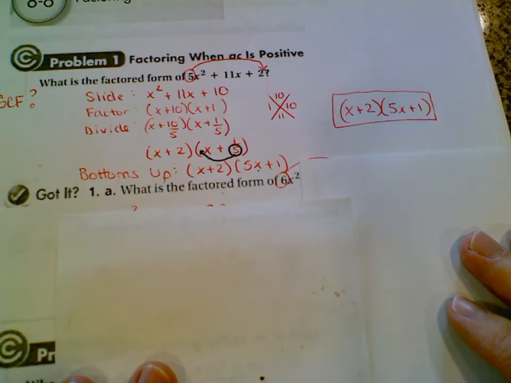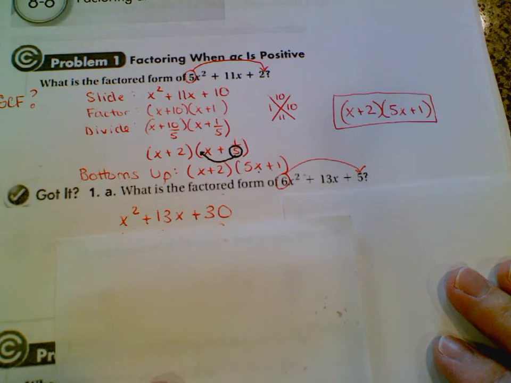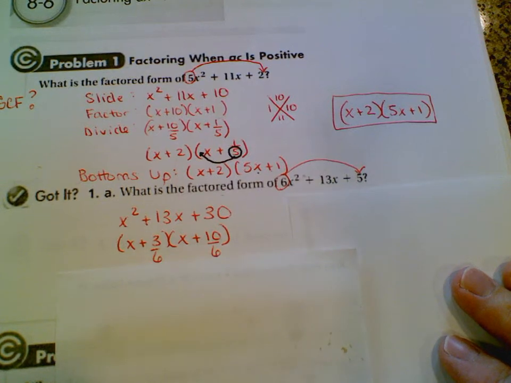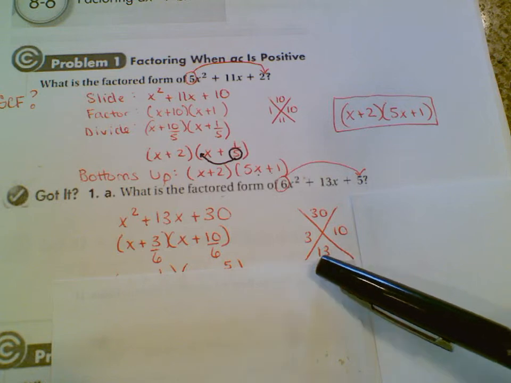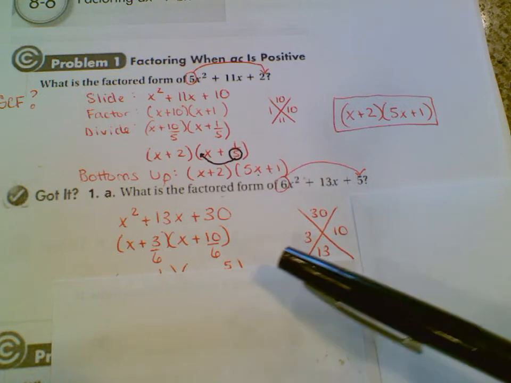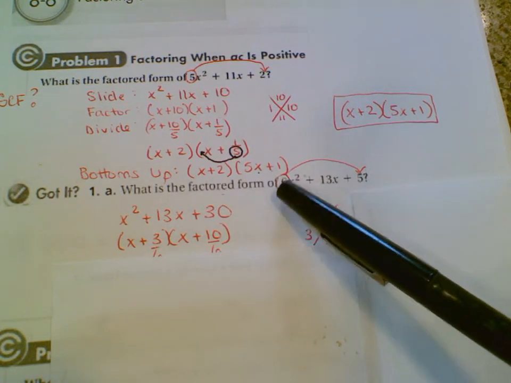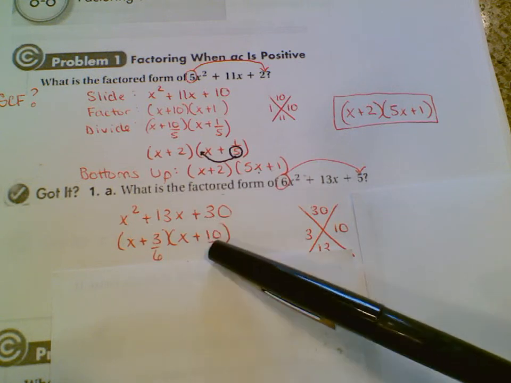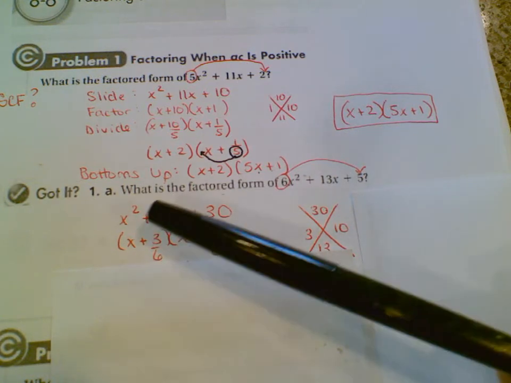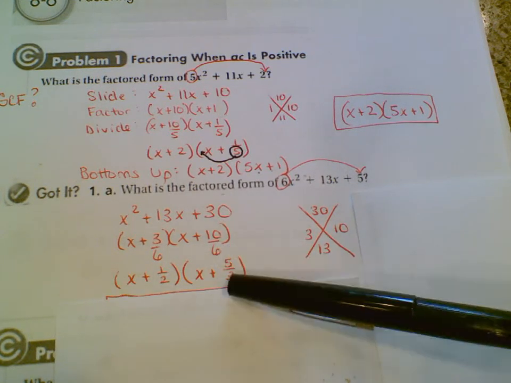Okay, on the got it question, we're going to slide that 6 over, so it's going to become x squared plus 13x plus 30. Then I'm going to factor that, so when I factored it out, I put my 30 on top, my 13 on bottom, and then found factors that would add to 13, so I would use 3 and 10. Then I would come back and divide by the number I slid. So I slid the number 6, so that's what I divide both of those by. I'm going to reduce both of those fractions. So 3/6 will reduce to 1/2, 10/6 will reduce to 5/3.